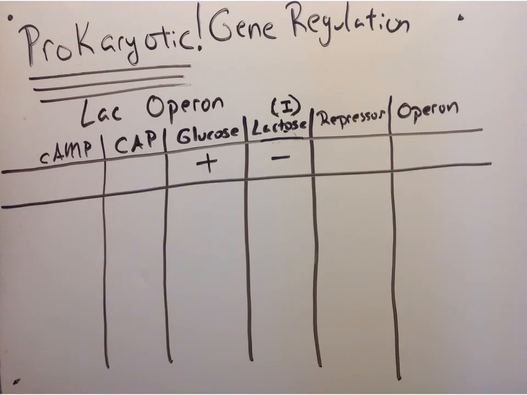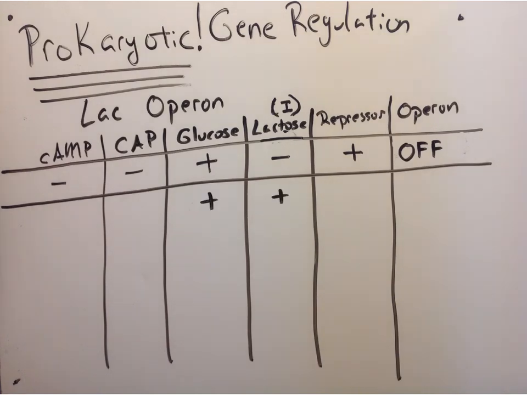First is the case where glucose is present but lactose is absent. So again, glucose is the bacteria's preferred food. If there is glucose, then cellular respiration is occurring and all of the AMP is turned into ADP, is turned into ATP. And so all the cyclic AMP is used up to make lots of ATP. Without any cyclic AMP, CAP is not activated. In this case, lactose is absent. If lactose is absent, then the inducer is absent. If the inducer is absent, the repressor is active. If the repressor is active, the repressor can bind to the operator, and the operon is off.